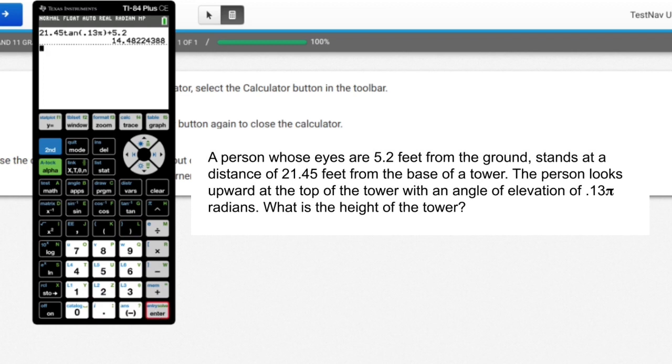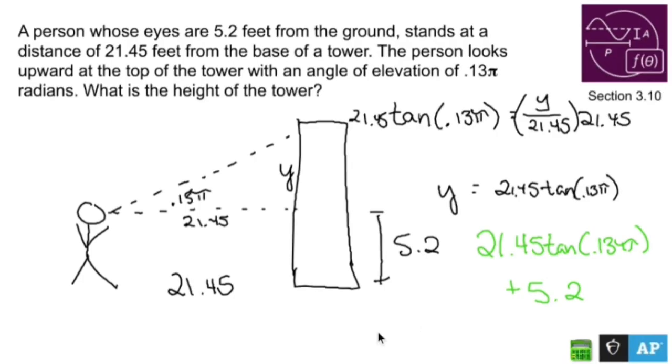14.4822. So it's a small tower, but it didn't say it had to be big. It's a small tower. So not a big tower here. You got 14.482 feet. So, yeah, that's what you get. Small tower.